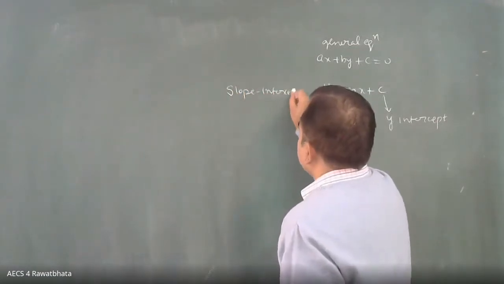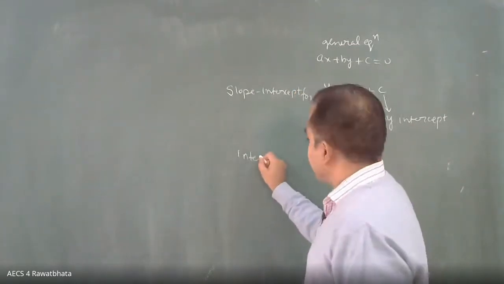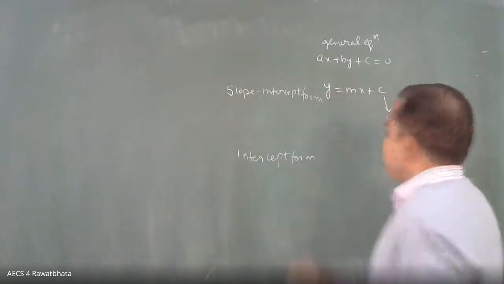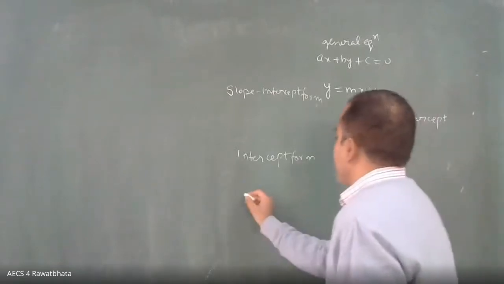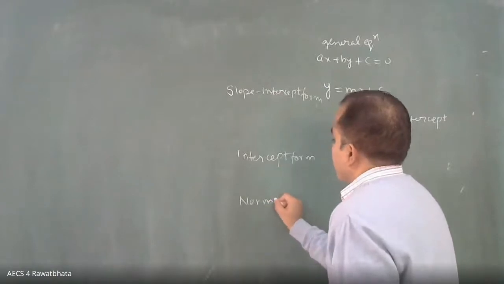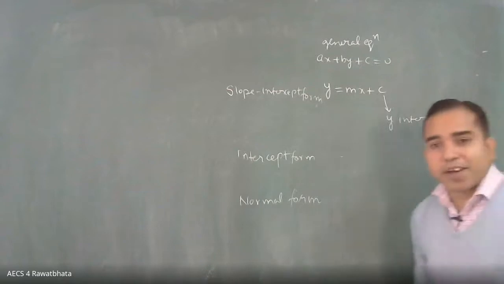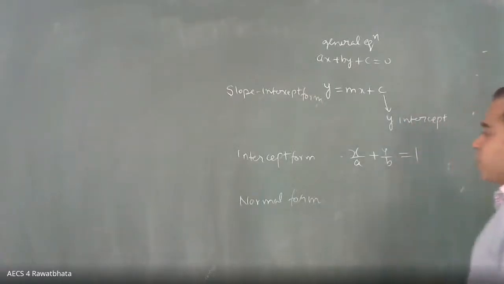Then one more form is there, the intercept form. What is the intercept form of a line? Devanshi Mishra, what is the intercept form? Ayushi Verma, what is the intercept form? Sir, x by a plus y by b is equal to 1. Good.